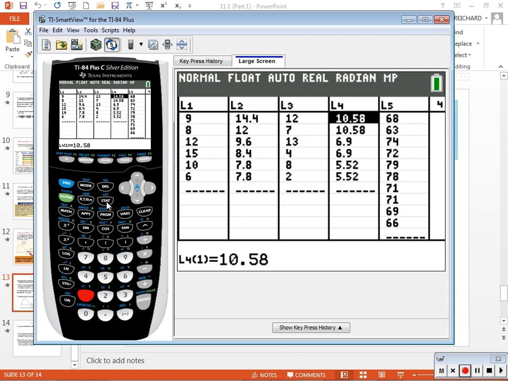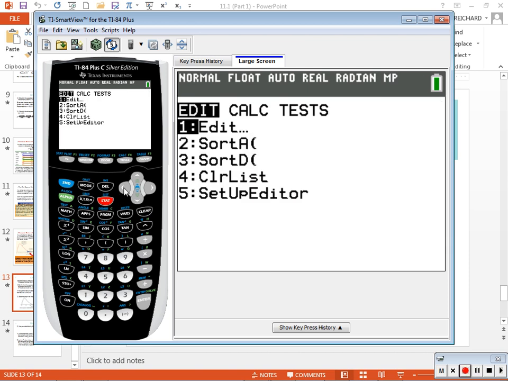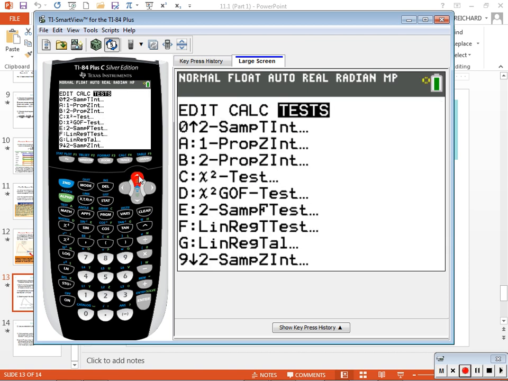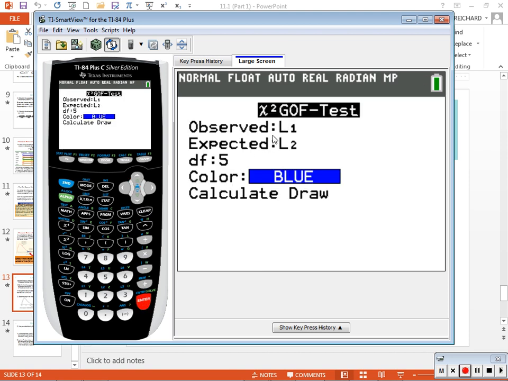So from here, I'm going to go to stat and then to tests, and if you use your up arrow key, you'll notice letter D has a chi-square goodness of fit test. So I'm going to go to D, and here's the screen that comes up. We have observed values in L1, expected values in L2. The degrees of freedom, because there are 6 different colors in this case, 6 minus 1 would be 5, so we would have 5 degrees of freedom for this.